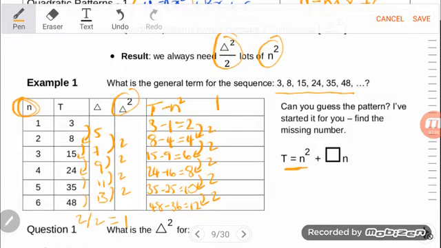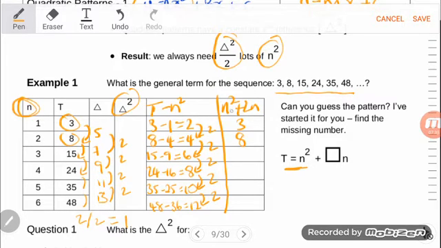So let's try this now, shall we? n squared plus 2n. When n is 1, n squared is 1, plus 2n, that's the same as plus 2 times 1. 1 plus 2 is 3. Does that match our t? Yes. 2 squared plus 2 times 2 is 8. Does that match our t? Yes. Third time's a charm.